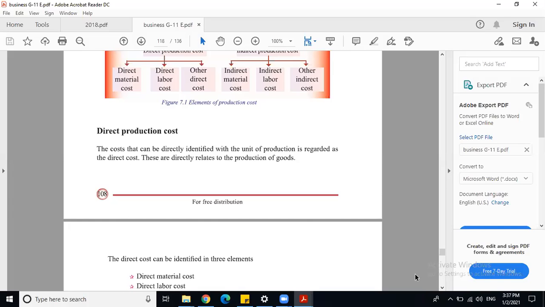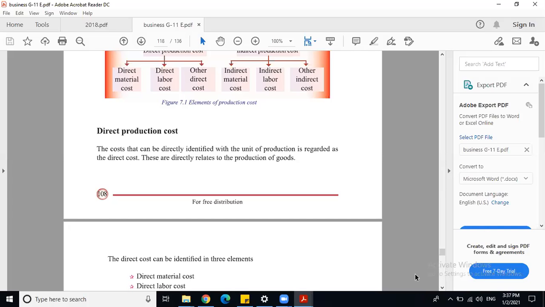So if we say to paint a particular wooden chair, it would cost 500 milliliters of varnish. At that point of time, varnish is a material. It's a material cost. At the same time, you can identify that varnish cost directly to one particular chair. So it is a direct cost. So I'm combining the direct material cost.